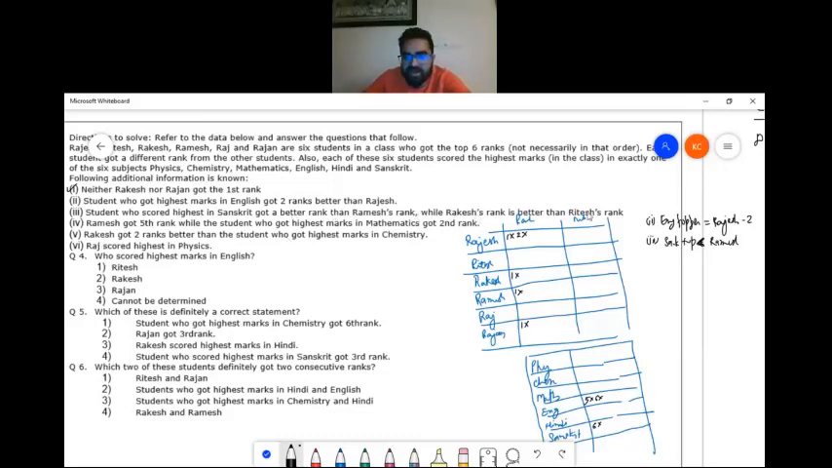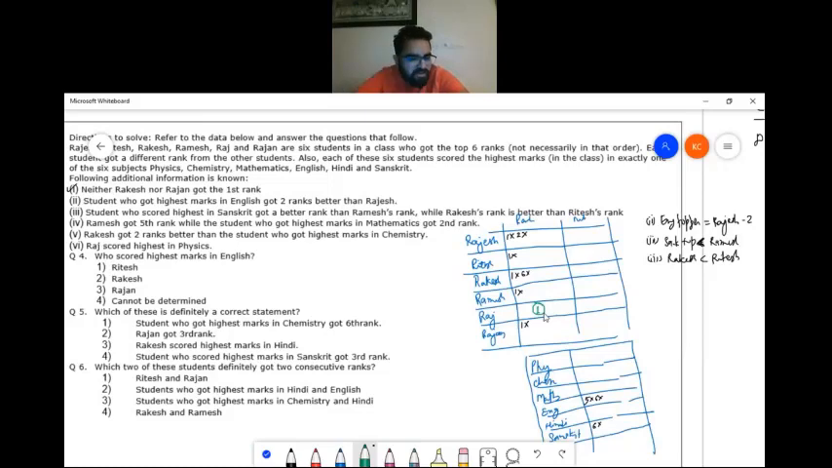While Rakesh's rank is better than Ritesh's rank, Rakesh is less than Ritesh. So Ritesh also cannot be number one, and Rakesh cannot be number six. Everyone? So now from here, we have something. What is that? Raj is number one. So one is decided already. So we know who is the topper.